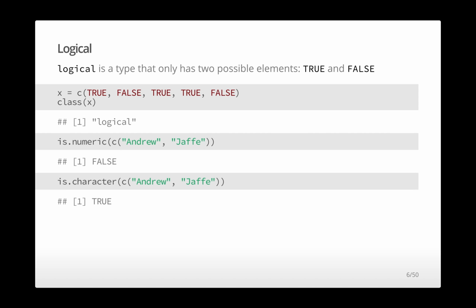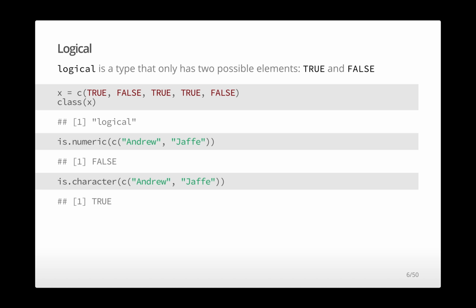So again, logical only has 2 possible elements, true and false. We've used these already for subsetting, but you can also make logical vectors just like you can with characters and numerics, using the c function to collect things together. The way you do it is TRUE, FALSE, all caps, no quotes.